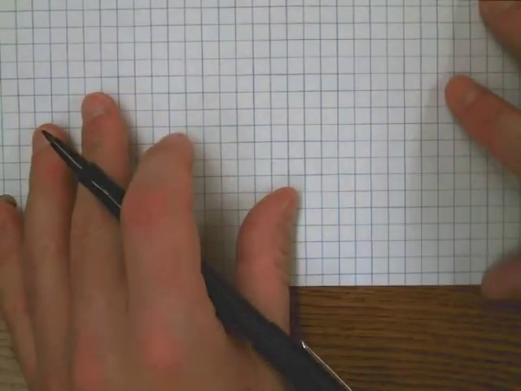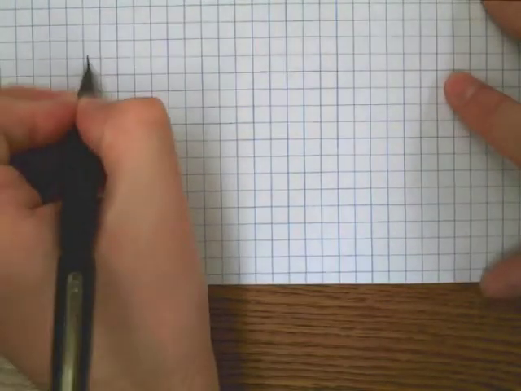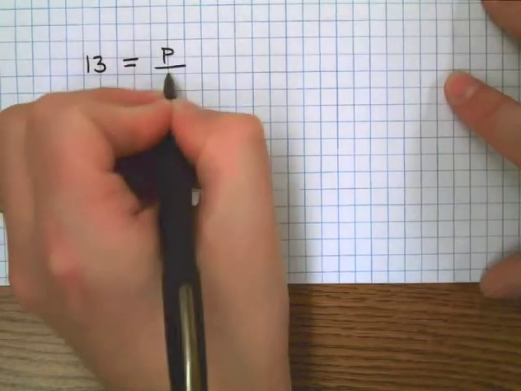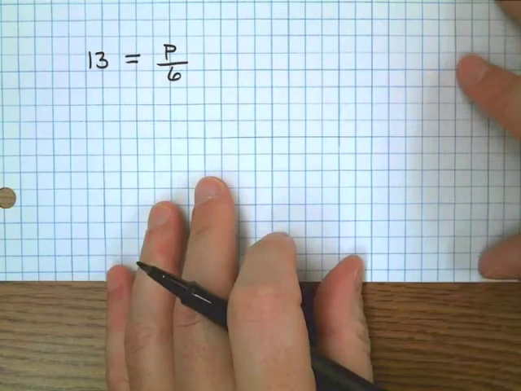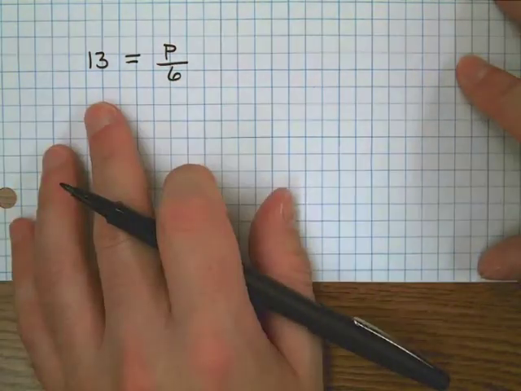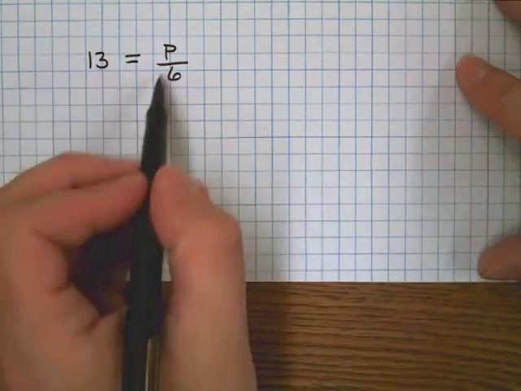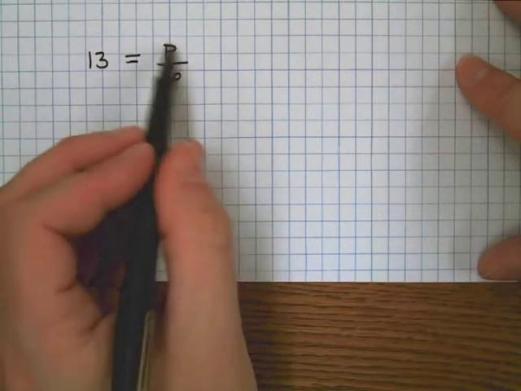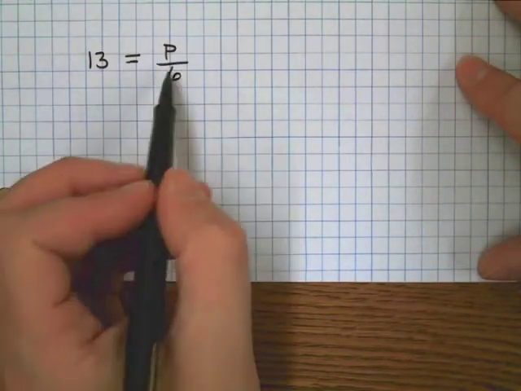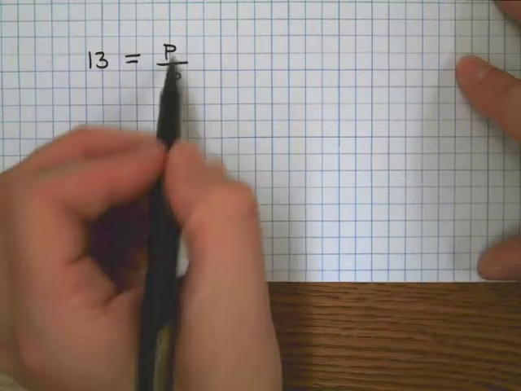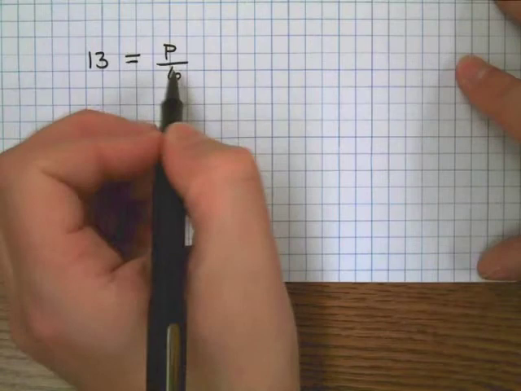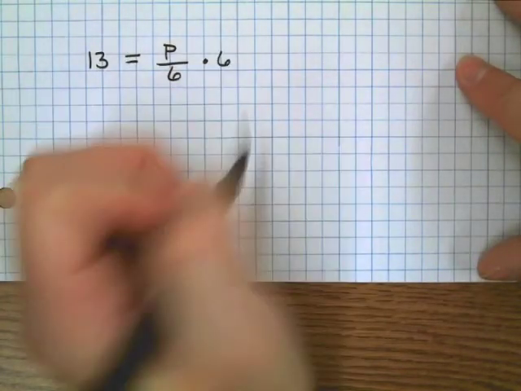Let's take a look at another problem. 13 equaling p divided by 6. Remember, we can do the operation on either side of the equal sign. So p divided by 6 is equaling 13. We want to know what p is, so we want to get just this variable by itself on this side of the equation. So if I'm dividing by 6, I want to do the inverse to get rid of this 6. I'm going to multiply by 6.